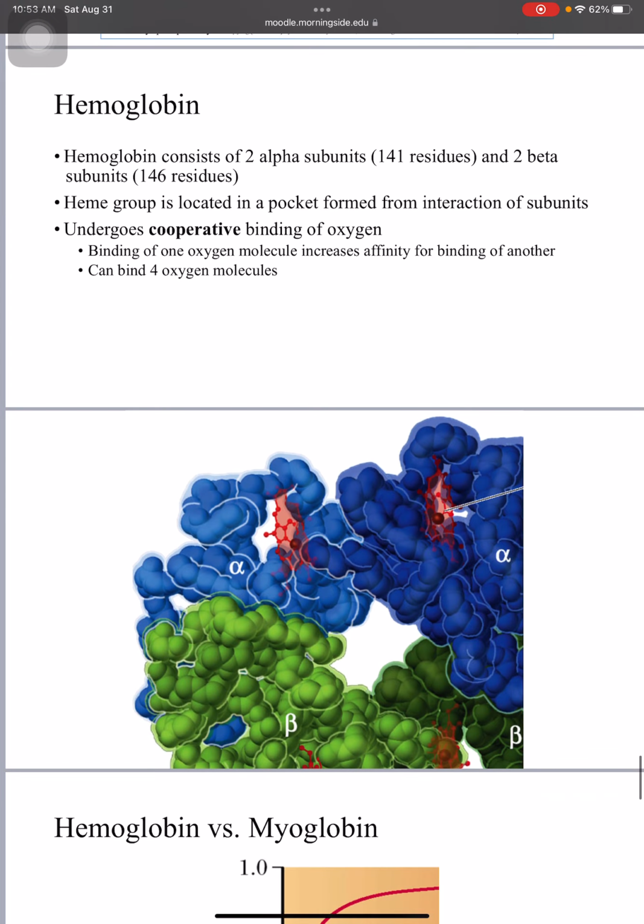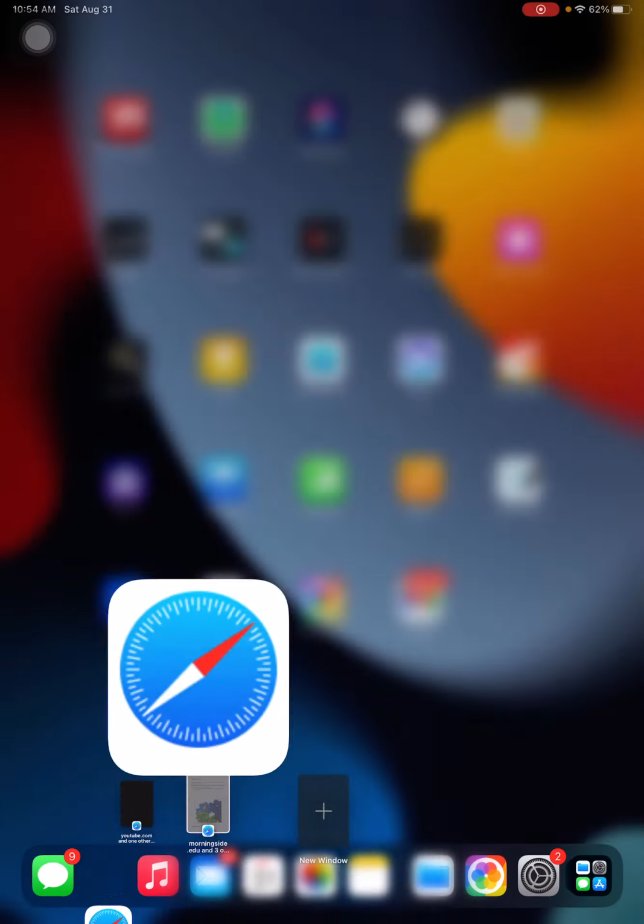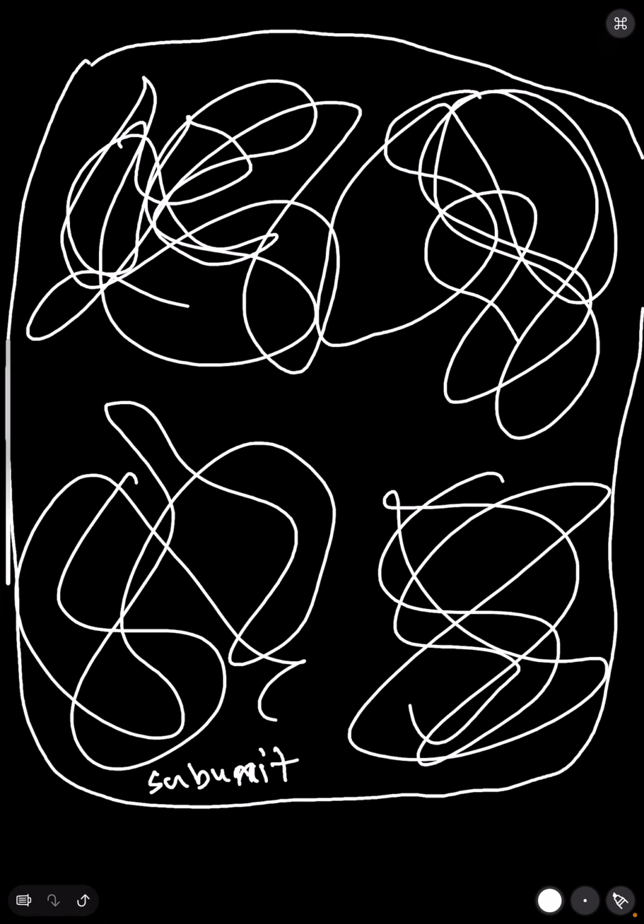All right, so here's a picture. Again, you can take a look at a better picture on a real computer. But each one of these subunits is going to have a heme group within it. Each one of these heme groups can bind 1 oxygen. So 4 subunits times that means that overall hemoglobin can bind up to 4 oxygens. All right? Hemoglobin has a similar but different function than myoglobin.